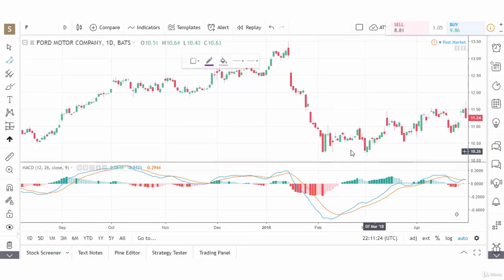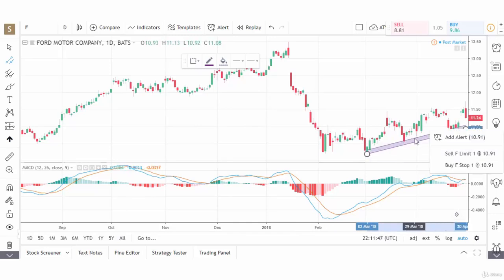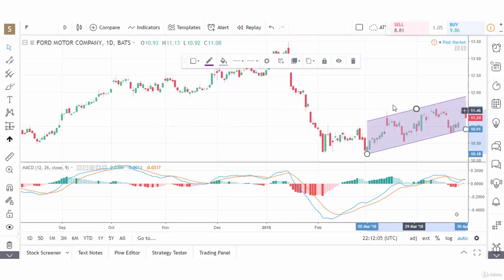Click parallel channel. I'm going to look at my chart and see that the stock was in a downtrend and then a double bottom was put in. And now the stock appears to be in an uptrend, making higher highs and higher lows. So I'm going to click my mouse here to draw the bottom line of my parallel channel. And I'll click a second time to place the right-hand side of the channel. And now without clicking anything, I can move my mouse up, and that will give me the resistance line for my channel. So I click that and it locks it in place.